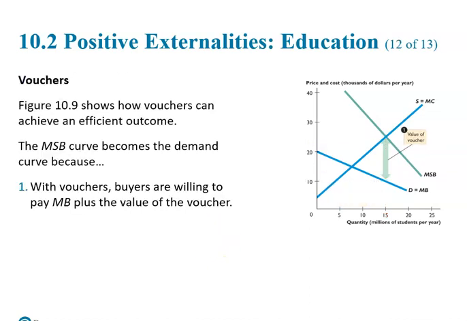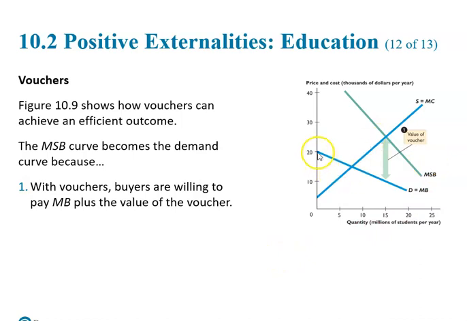The third way that the same outcome can be reached is through the use of vouchers. So with these vouchers, the marginal social benefit curve becomes the demand curve, because essentially households now have vouchers which they can use to pay a higher cost of education. With vouchers, buyers are willing to pay marginal benefit plus the value of the voucher.